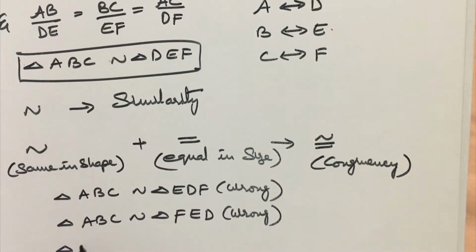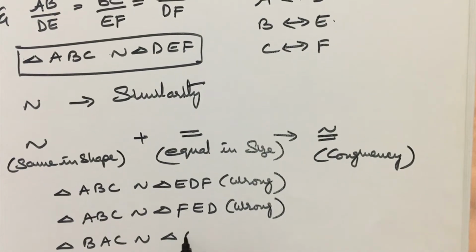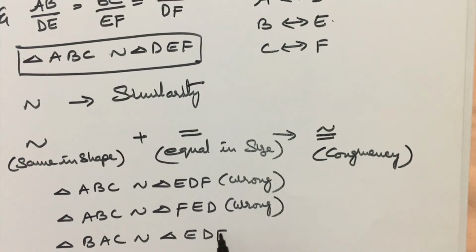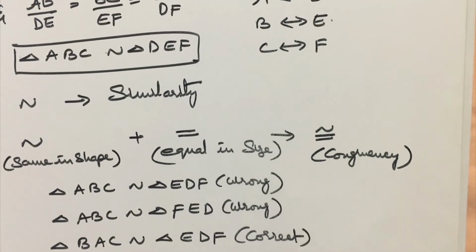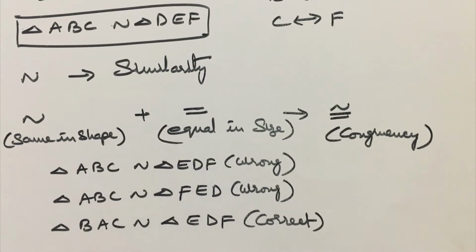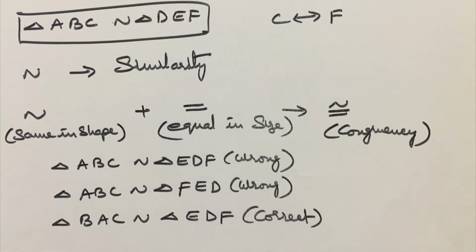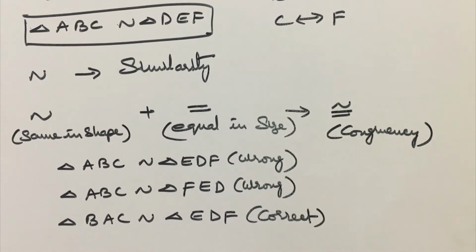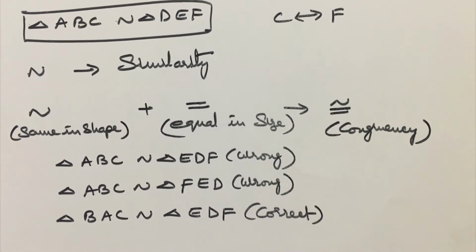Even you can write BAC. If you take it, then you can write in B place E, in A place D, and in C place what came? F. You can write it. This is correct again. So you can write the particular letters in a particular order according to the correspondences of their vertices. Even for checking the similarity of triangles, actually we always check for all the equality relations of their corresponding angles and all the equality relations of the ratios of their corresponding sides.